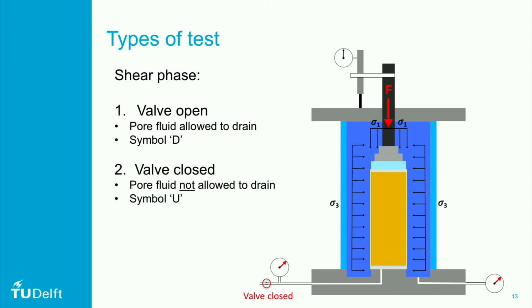If the valve is closed, the pore fluid is not allowed to drain. We call this test undrained and use the letter U. In this case, excess pore pressures will develop. These could be positive or negative. By measuring the pore pressure in the sample, we're able to compute the effective stresses. This test can be done quickly and is therefore a commonly used test.